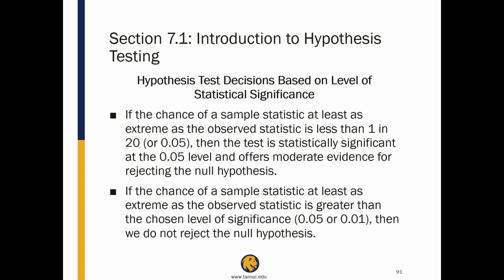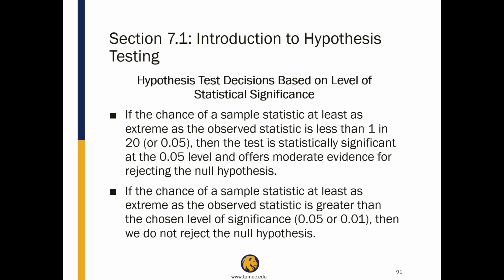So what's going to happen is, if the chance of a sample statistic at least as extreme as the observed statistic is greater than the chosen significance level, so if it is greater than 0.05 or 0.01, whichever one is chosen, then we do not reject the null hypothesis. So this is a lot of things to say. Let's try to go through what's going on here.